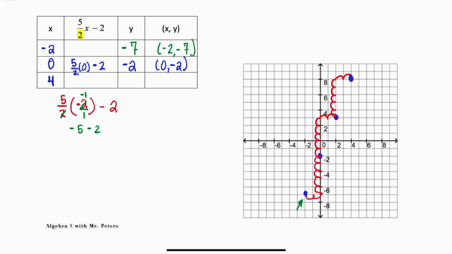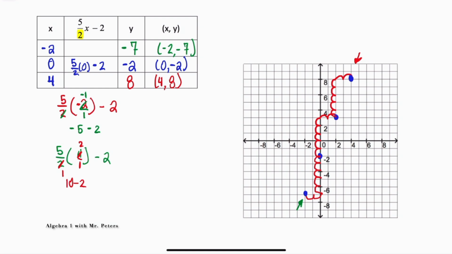Now when we go over to when x is 4, we have 5/2 times 4 minus 2. So when we come through now, we cross cancel, we divide by 2, that 2 turns into 1. This 4 turns into a 2, so this is 10 minus 2, which is going to give us an 8. So my last ordered pair would be 4, comma 8, which would be this top point right here.